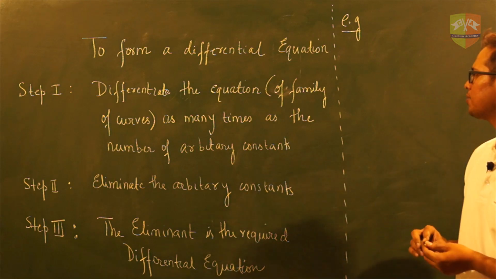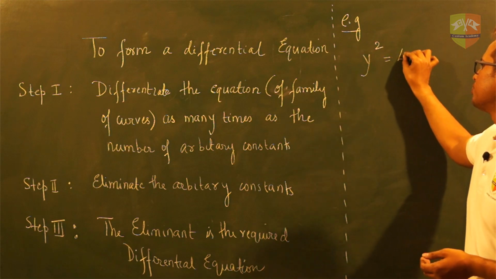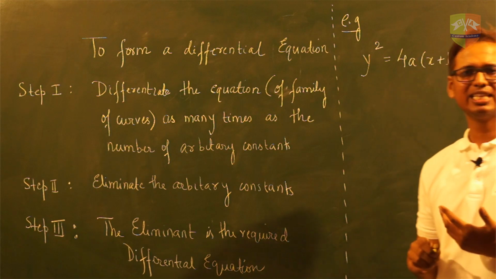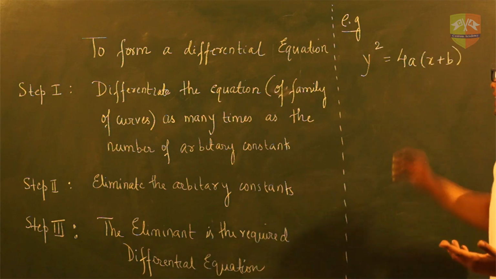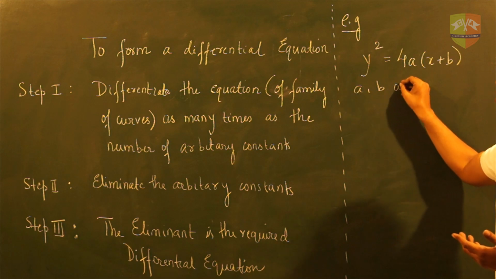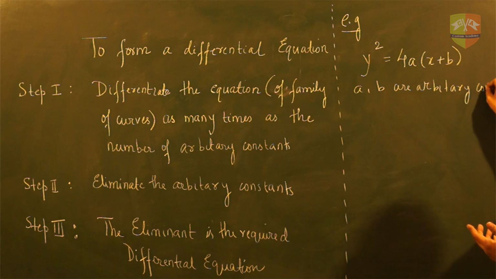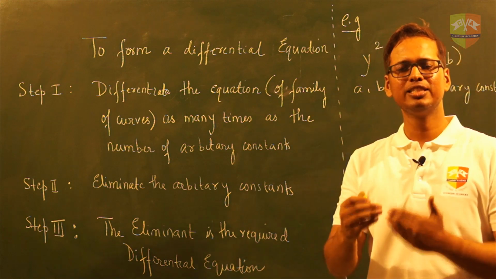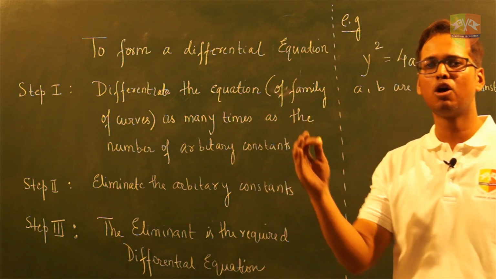Okay, so let us talk about an example where I have given you a family of curves as y square is equal to 4a(x plus b). Anybody can guess that I am talking about a family of curves which represent parabolas, right? Here a and b are arbitrary constants. They are like parameters which keep on changing, and as they change they keep on representing different parabolas. However, all those parabolas belong to the same family.